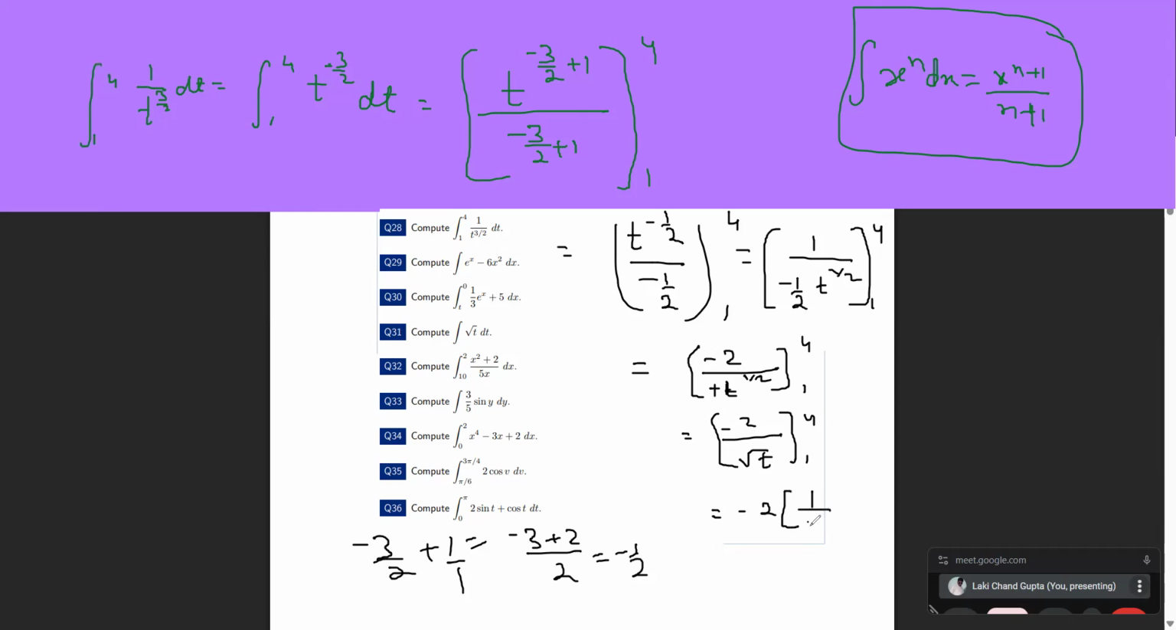What is the upper limit? Root 4. Then lower limit, root 1. Root 4 is what? 2. True. Yes. 1 by 2 minus 1 is minus. So 2 cancels, minus minus plus. Answer is 1. Right? Yeah. Thank you.